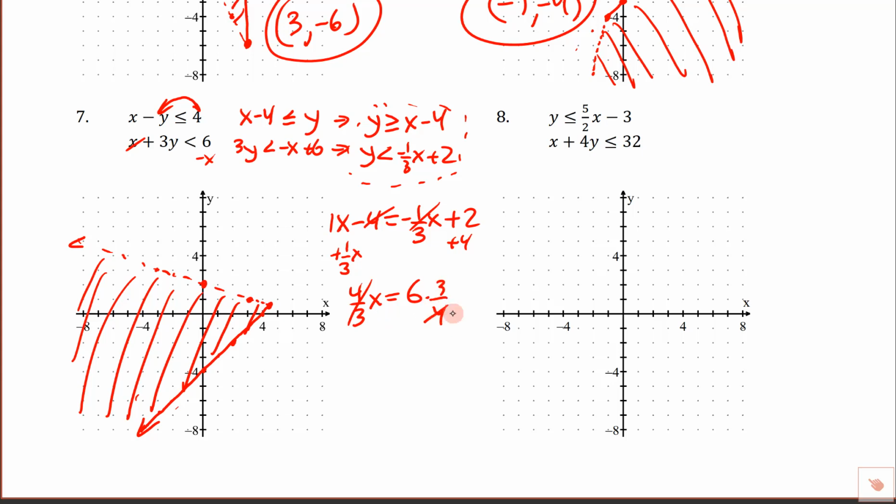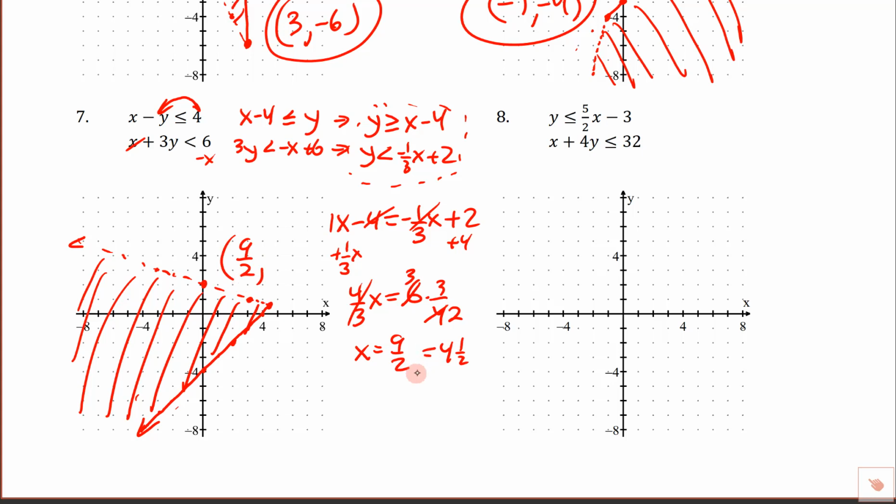And I'm going to do a little bit of cross-canceling. 2 goes in here twice, 2 goes in here 3 times. So this is x is equal to 9/4, or sorry, 9/2. 2 on the bottom. We cross-canceled that. So we get 9/2, 4 1/2, which looks like that's right. Okay, so this point right here is 9/2. We certainly wouldn't want to write that as a mixed number.